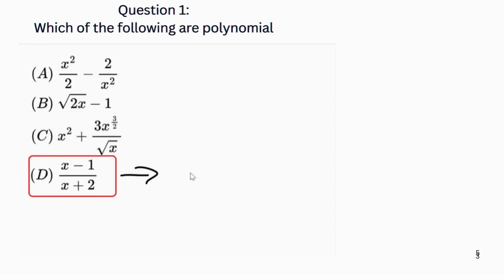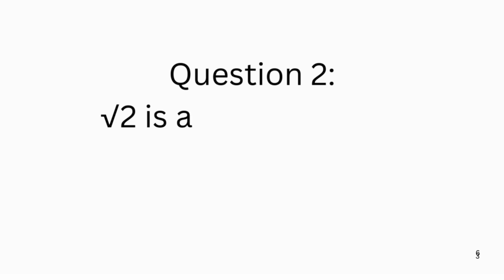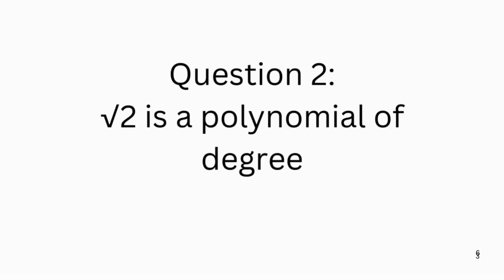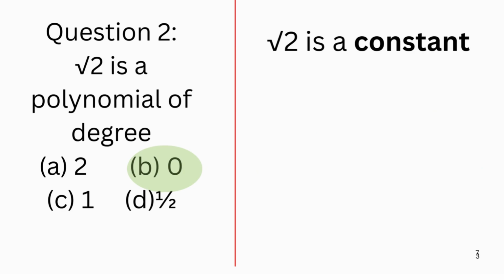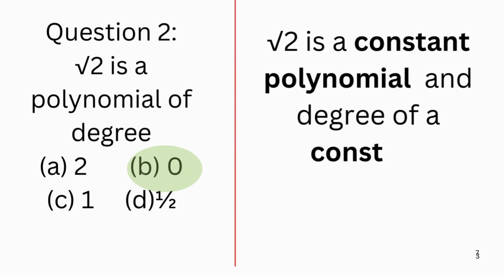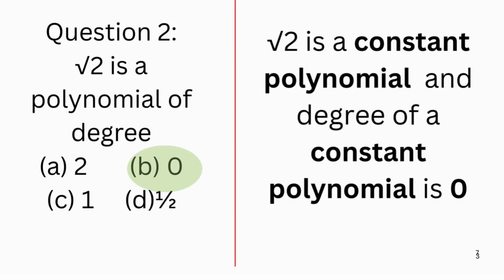For the D part, you can see that this is not in the standard form, as here the denominator has a variable x, therefore this is not a polynomial. Question 2. Root 2 is a polynomial of degree a 2, b 0, c 1, d half. Under root 2 is a constant polynomial and degree of a constant polynomial is 0.